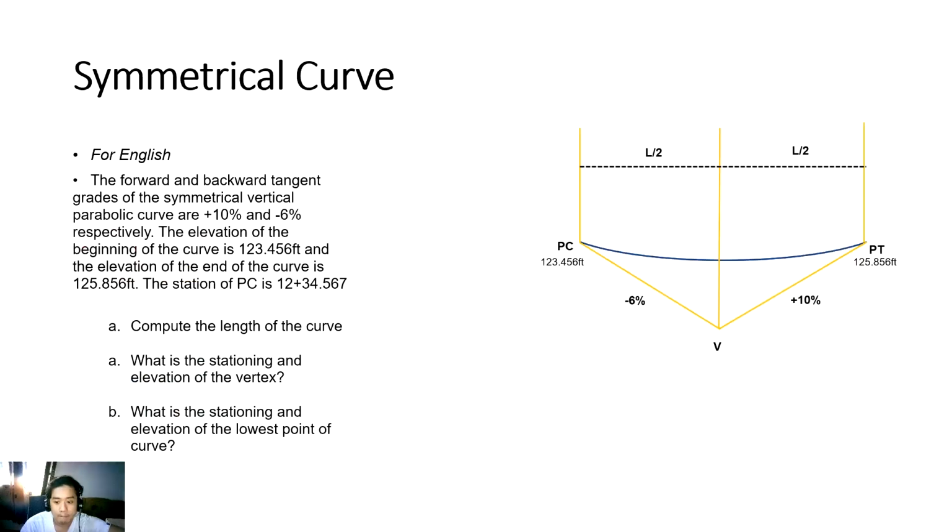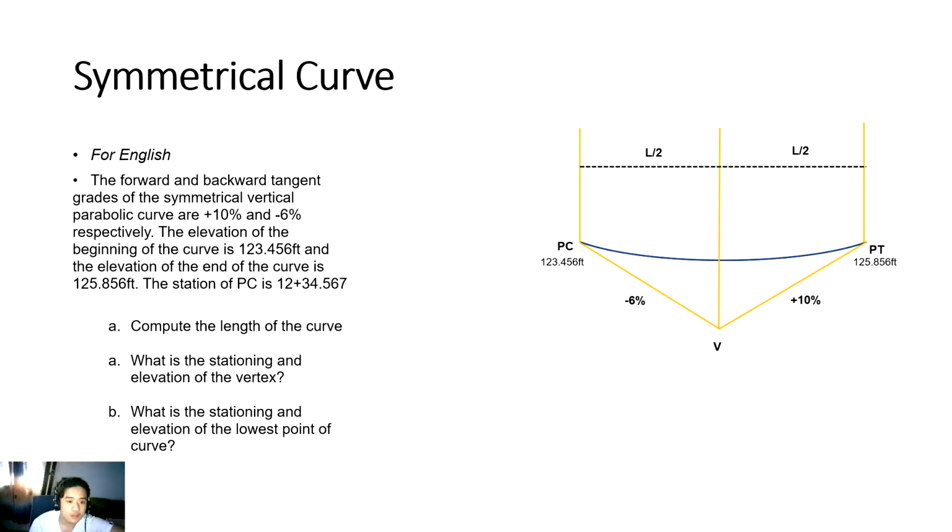Ayan. So, ang elevation of the beginning of the curve, which is yung sa PC, ay 123.456 feet, and the elevation of the end of the curve, which is yung PT, ito, so 125.856 feet, and the station of PC is 12 plus 34.567. So, for A, compute the length of the curve, and for B, mali ulit, what is the stationing and elevation of the vertex, and for C, what is the stationing and elevation of the lowest point of the curve.